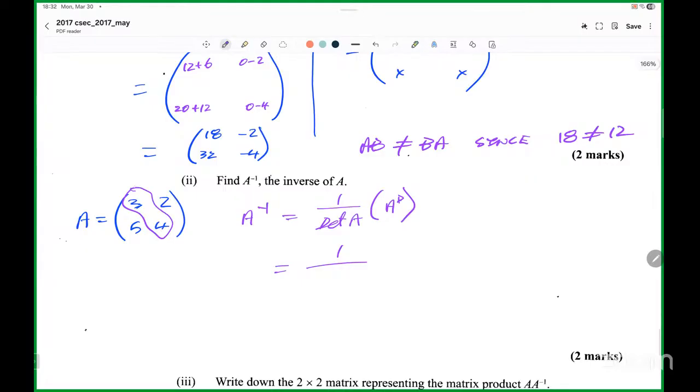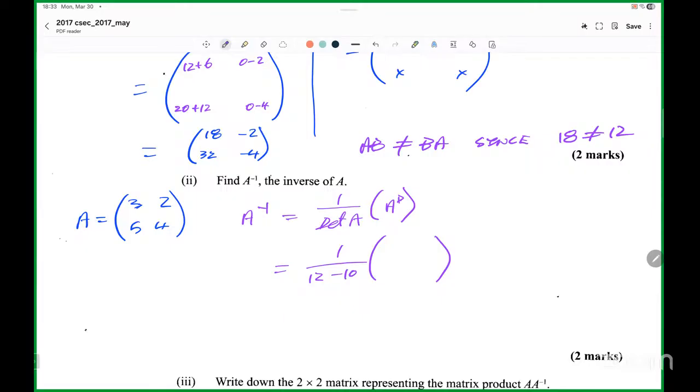First diagonal product minus second diagonal product. The first diagonal product right here is 3 times 4 is 12, minus the second diagonal product, which is 5 times 2 is 10. You multiply that now by the adjoint of the matrix.